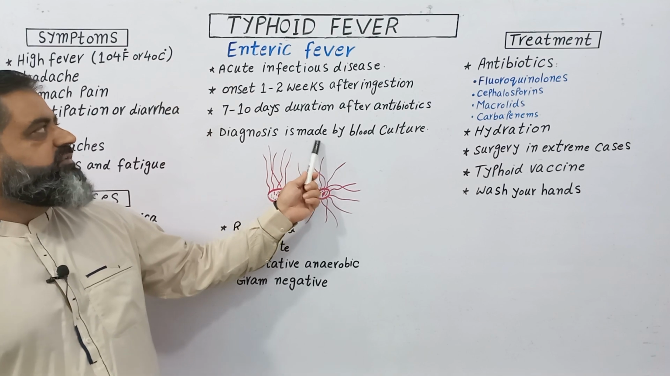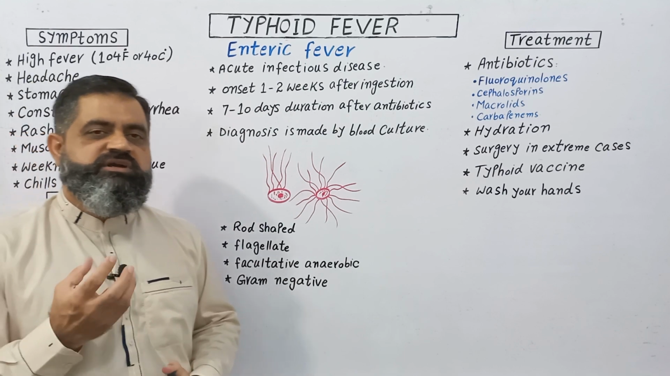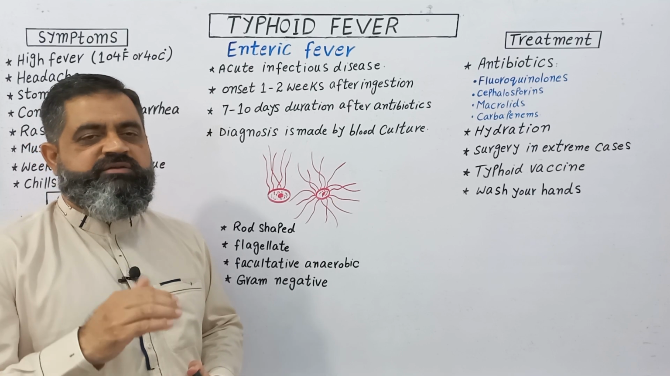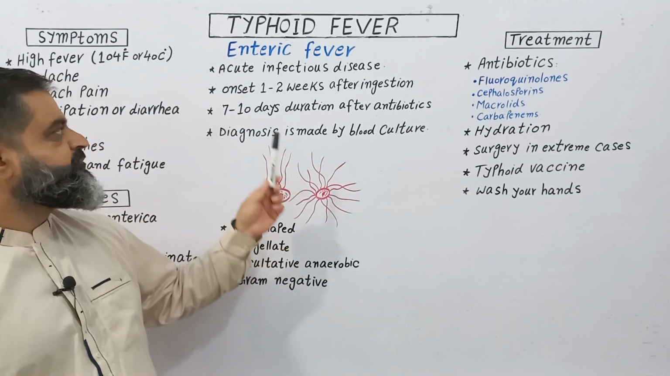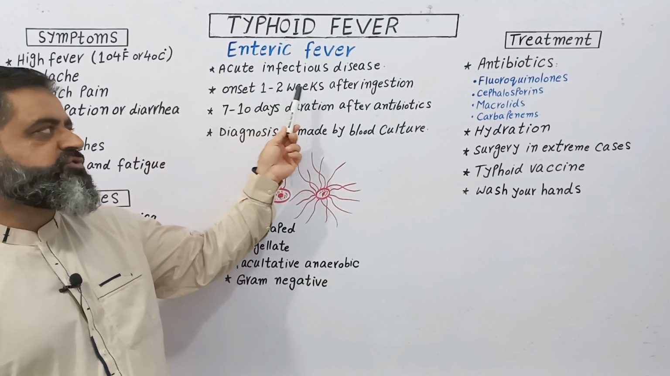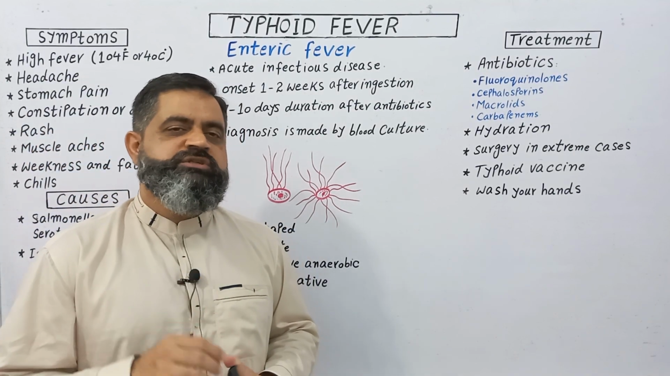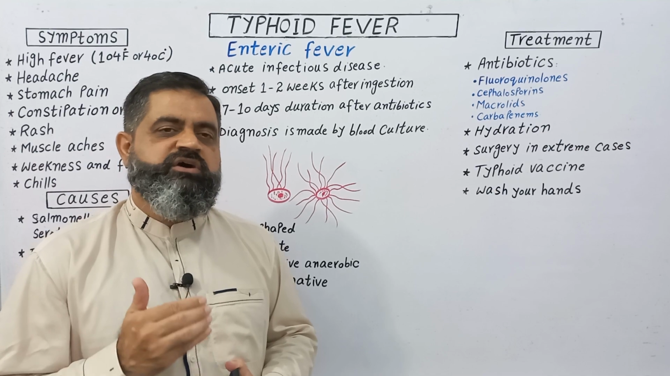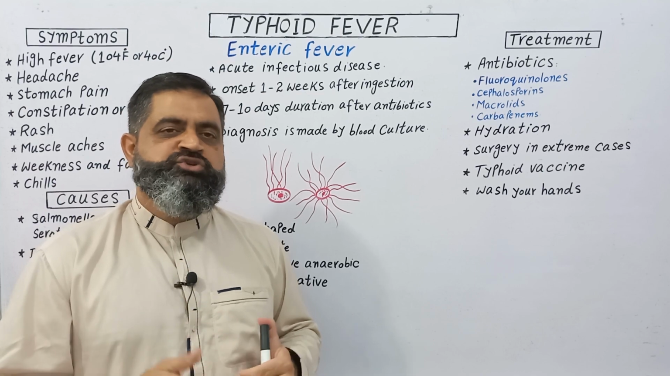Some key points of enteric fever are: this is an acute infectious disease. Acute means very sudden high fever disease, and it is infectious because it can infect different people and it can spread in the form of an epidemic in a certain area. The onset of the symptoms of this disease starts after 1 to 2 weeks of ingestion of this bacterium. So before attacking your body, it undergoes an incubation period. The incubation period varies from 4 to 5 days or from 1 to 2 weeks. After the incubation period, this fever starts showing its symptoms.